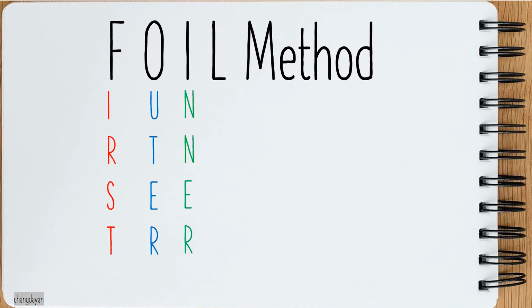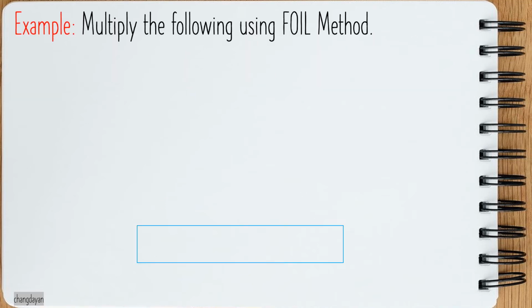Now let us have the FOIL method. What do you mean by FOIL method? Here, F means the first term. O means the outer term. I means the inner term. And L means last term. Let us have an example. Suppose you are asked to find the product of 2x plus 1 and 4x plus 2 using the FOIL method.